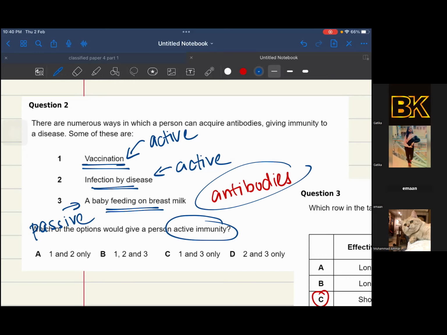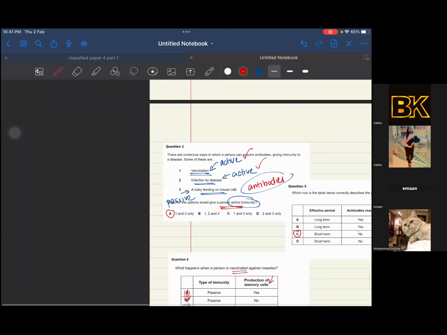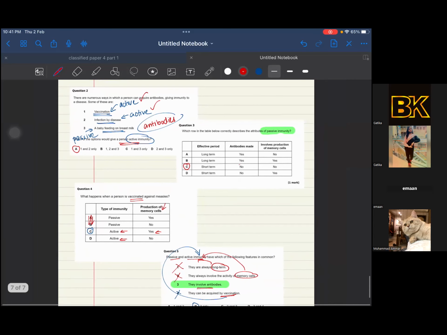Okay? So now the question says, which option would give active immunity? So what should be the answer? A, 1 and 2 only. Do you get it now? Yeah. Okay. Any other question? No. Okay. So I hope you guys are clear with it.